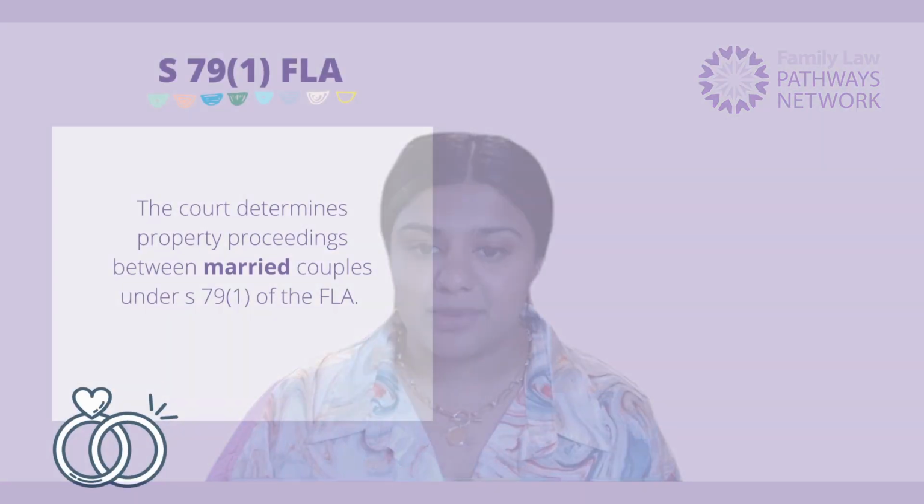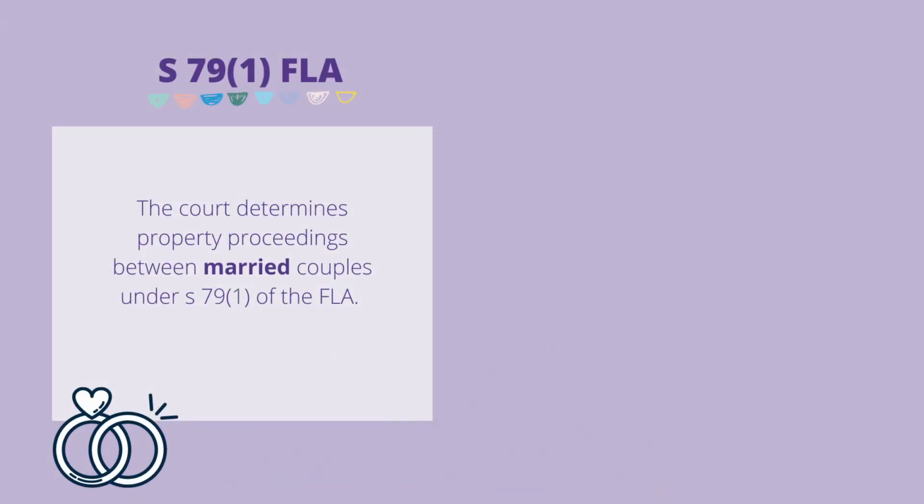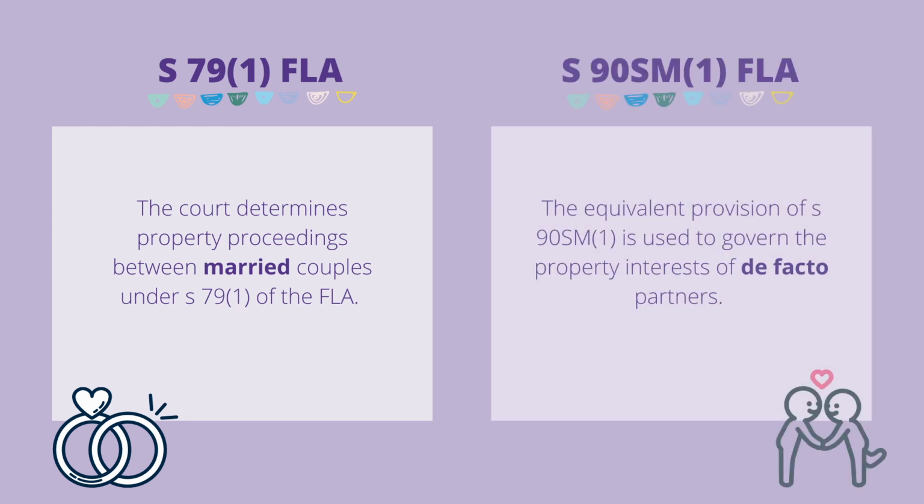The court alters property interests between married couples under Section 79, subsection 1 of the Family Law Act. The equivalent provision of Section 90SM, subsection 1 is used to alter the property interest between de facto partners.